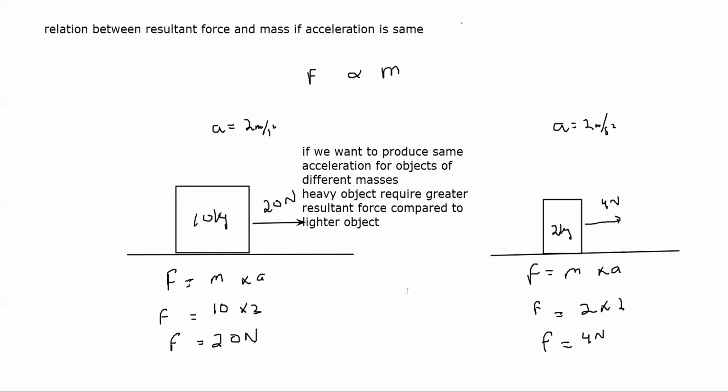So if you want to produce the same acceleration for objects of different masses, heavy objects require greater resultant force as compared to lighter objects. Take the screenshot, then the last part of this relation between force, mass and acceleration, in which we relate acceleration with mass.